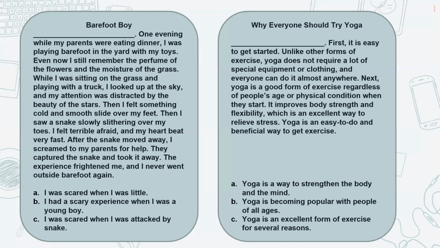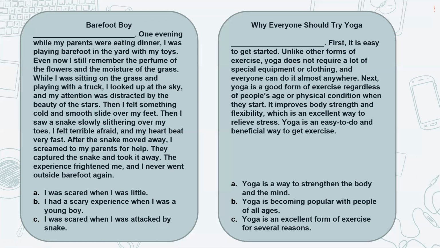So now let's take a look at these 3 topic sentences. I was scared when I was little. This is too general. I had a scary experience when I was a young boy. This is a good topic sentence. It has the topic and the controlling idea. See, I was scared when I was attacked by snake. This is a mistake, I'm sorry, but it should say by a snake. Anyway, this is being too specific. So the best one will be B.